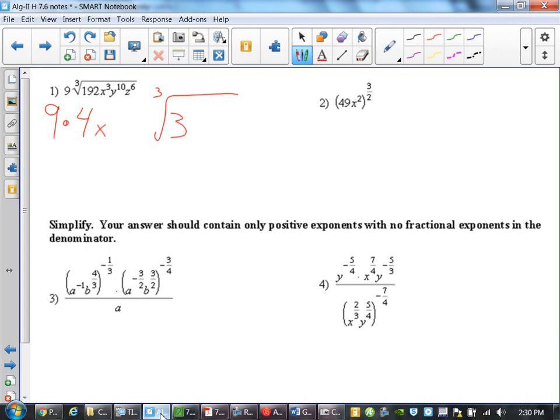So 3 goes into 10 3 times. How many are left over? 1. 3 come out, how many stay in? 1. 3 goes into 6 how many times? 2 of them. Is there any left over? So the only thing I have left to simplify is 9 times 4.